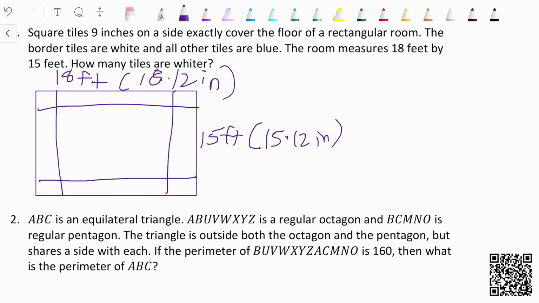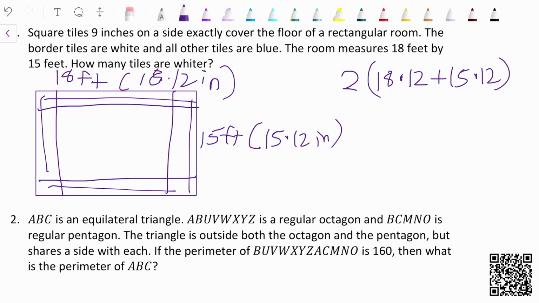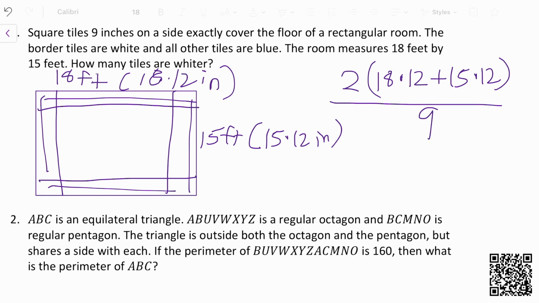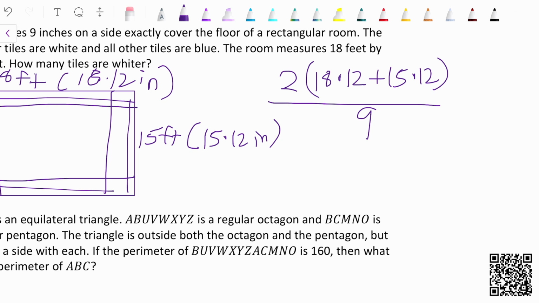since it's square tiles 9 inches, this means that it's 18 times 12 plus 15 times 12. So this is just the one side of the room. And since there is this side and this side as well, we have to multiply by 2, and then we divide by 9. And at the very end, we have to subtract our final corner tiles, which is subtract 4.